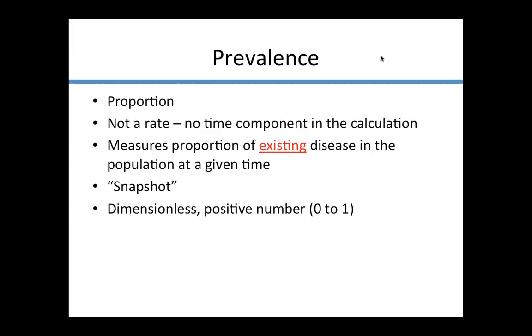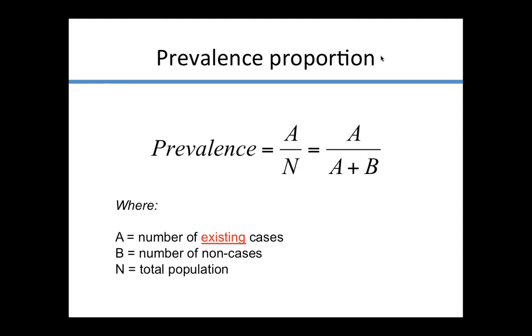Prevalence. Prevalence is a proportion. It's not a rate. There's no time component in the calculation. It measures the proportion of existing disease in the population at a given time. How many of you have a cold right now? Out of the total amount of people in the audience, how many of you have a cold? So it's a snapshot. It's not asking when you got your cold. It's whether you have a cold. It's existing disease. It's a dimensionless, positive number, 0 to 1. And here's a basic formula: number of existing cases divided by the total population.